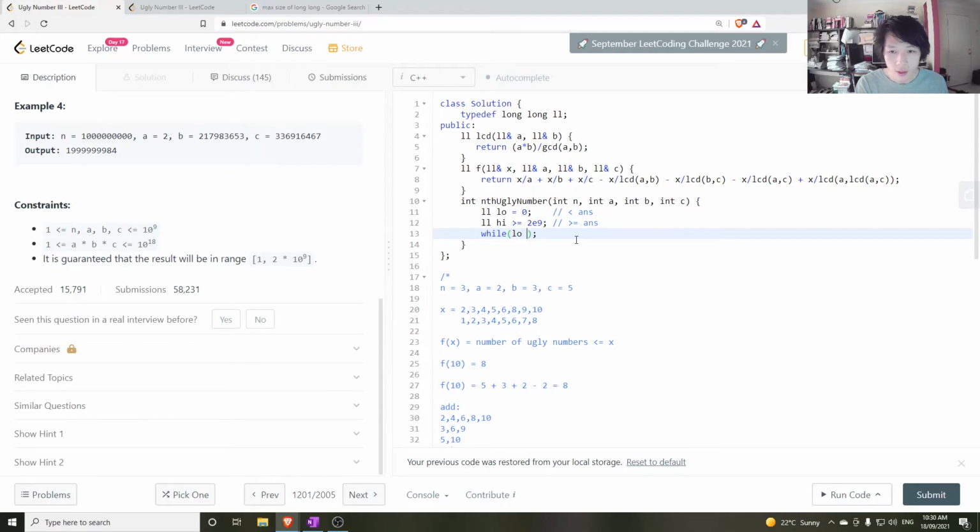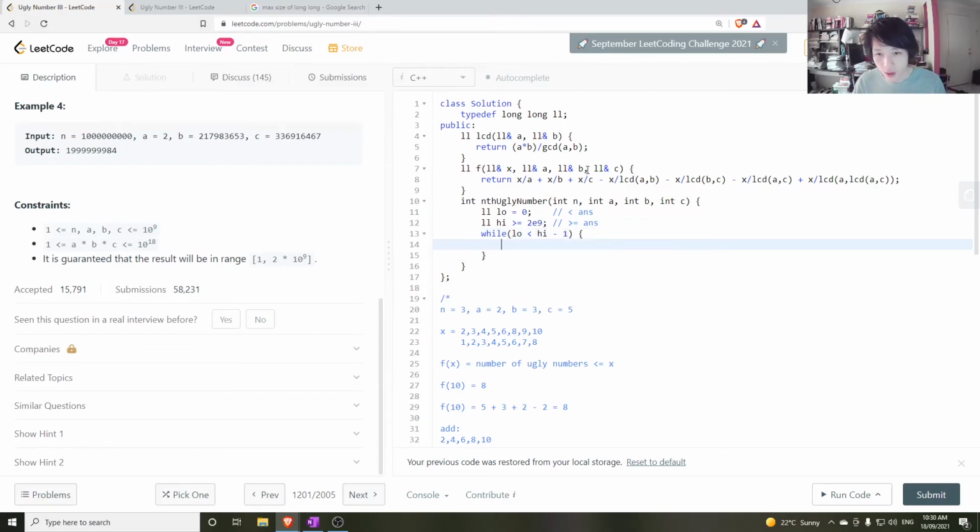So while low is less than high minus 1, as soon as low and high are next to each other, it would break out of this loop. Because this is saying if low is equal to high minus 1, then that means they're next to each other, so we break. And they can never equal each other, because the invariants don't allow it. And the invariants we enforce in the actual implementation.